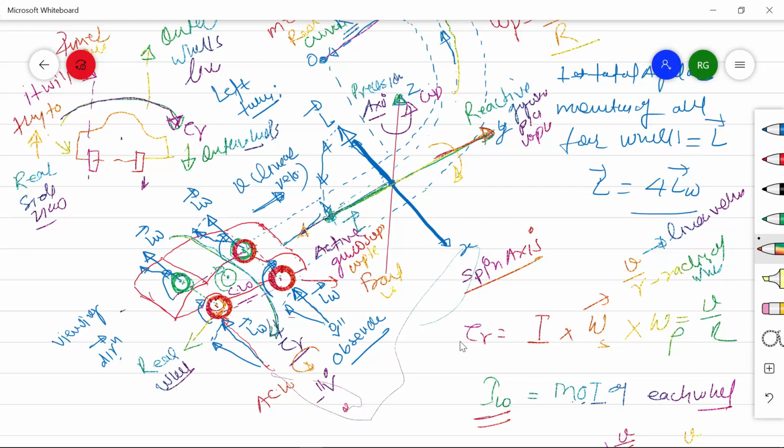This line of wheels is called the inner wheel line, and this is the outer wheel line. So this wheel you can call the rear outer wheel, this is the front outer wheel, this is the front inner wheel, and this is the rear inner wheel. So this is all about the reactive gyroscopic couple effect on four-wheelers while taking a turn. So thank you.